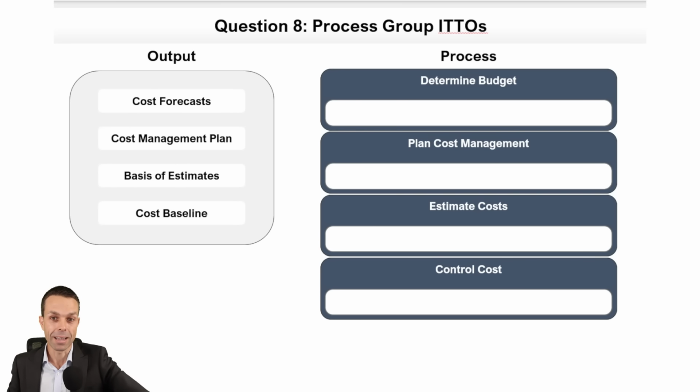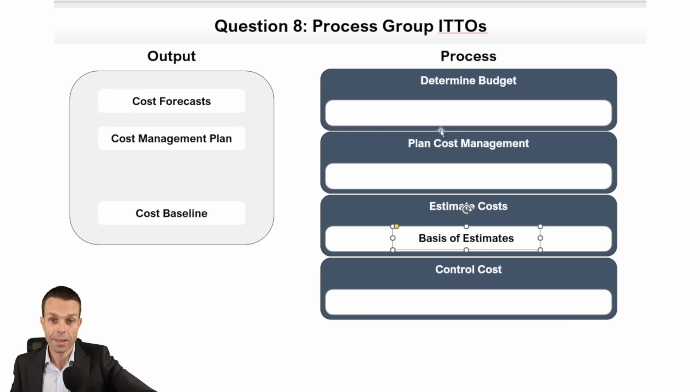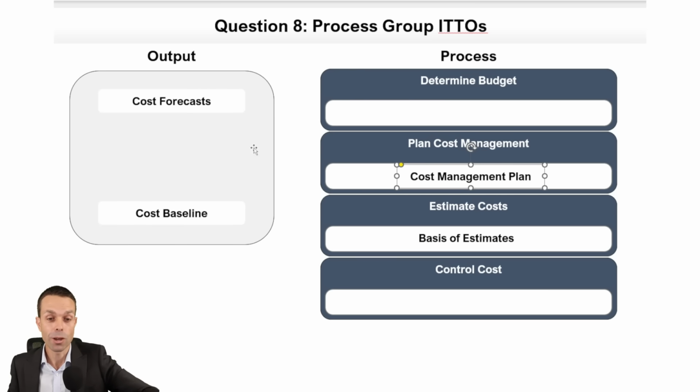Process Group inputs, tools and techniques, and outputs, or ITTOs, as they call them. Determining the budget. Okay. Oh, and these look like all cost management things. Okay. Oh, this is actually quite tricky. Estimate costs. Well, we know that we're going to need the basis of our estimates in estimating costs. And planning cost management, that's where we create our cost management plan, our process for how we're going to work with cost. Now, determining the budget, when we have our budget, we have our cost baseline.